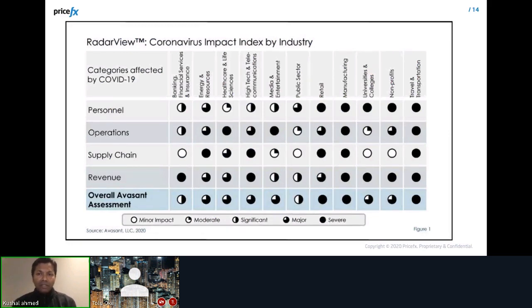The world is currently going through difficult times with COVID-19. You already know that, and we are seeing the impacts in every sector. If you look at the impact factor here, you'd see some industries got severely impacted: travel and transportation, manufacturing, and retail. And a few others like high tech and health got major impact from COVID-19.